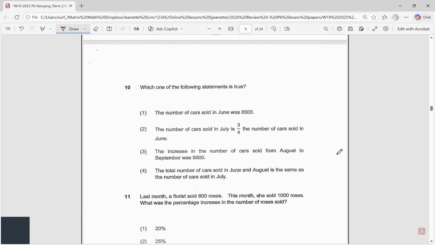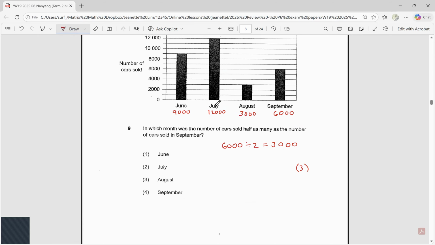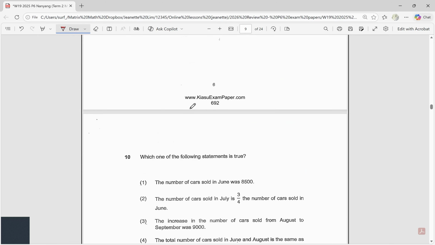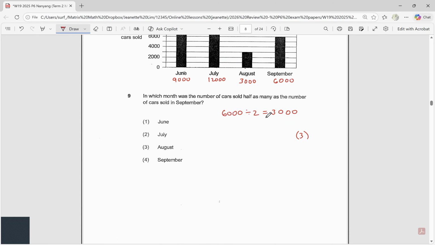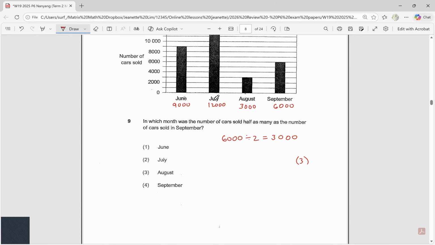Question 10, which of the following is true? Okay, let's go one by one. Number of cars sold in June was 8,500. June, no, not true. So this is out. Number of cars sold in July is 3/4 of June. July is 3/4 of June. No, July is more than June.